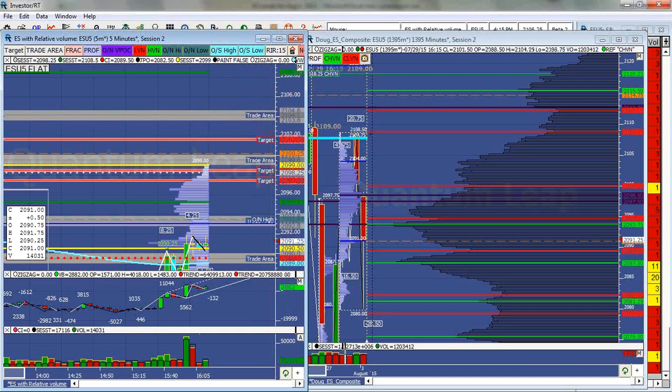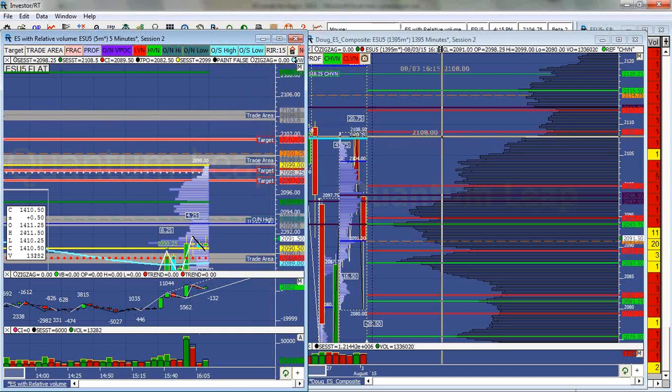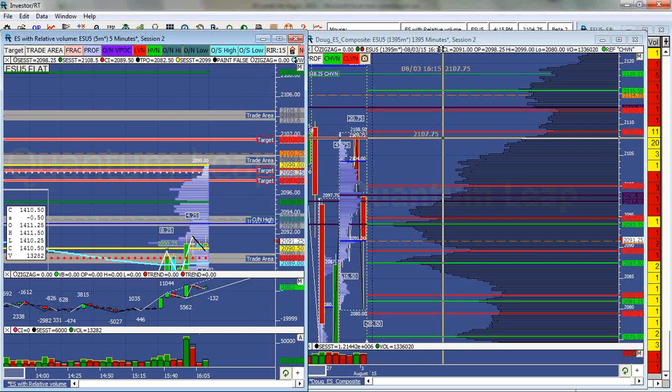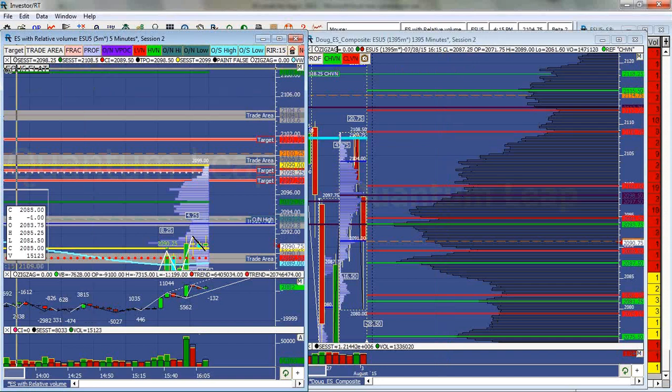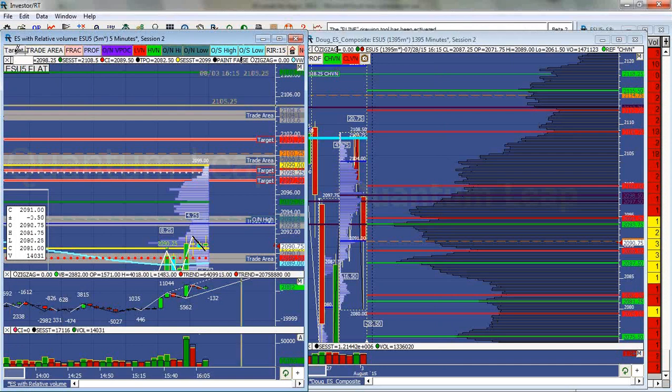into the key line in the sand above us at the 2107.75. That is the microcomposite value area high going all the way back to February the 5th. And that's going to be a key line in the sand for us.